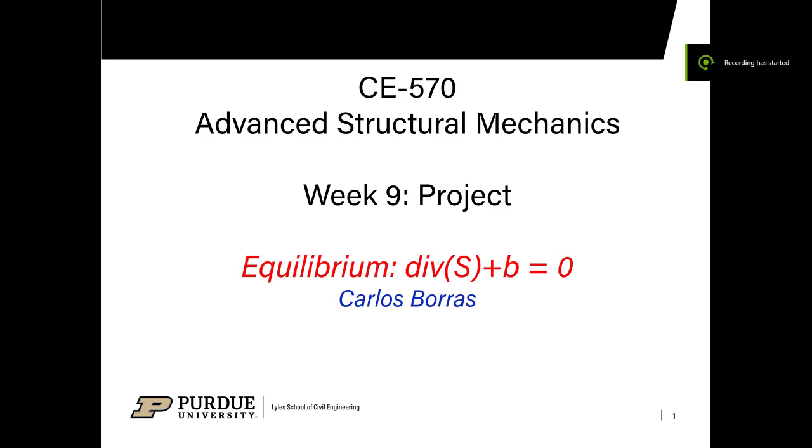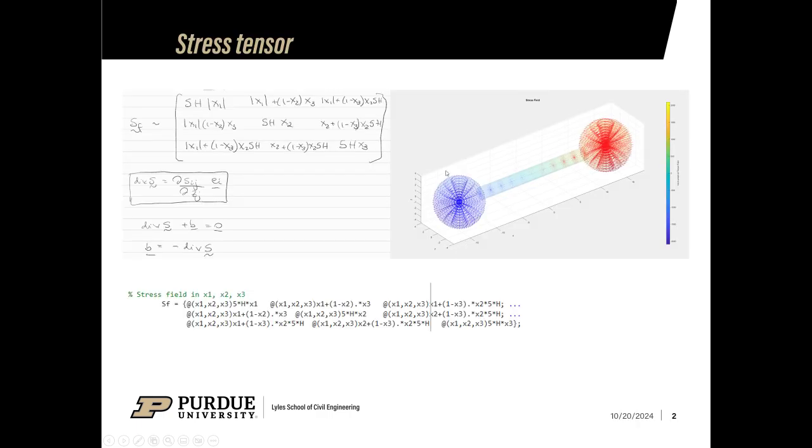And this week we're trying to prove the equilibrium, the divergence of S plus the body force is equal to 0. And so this is what the stress tensor looks like.